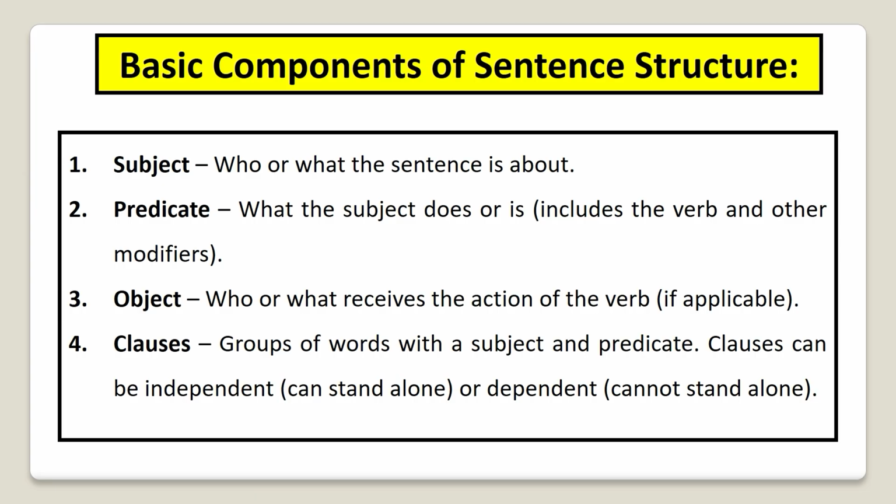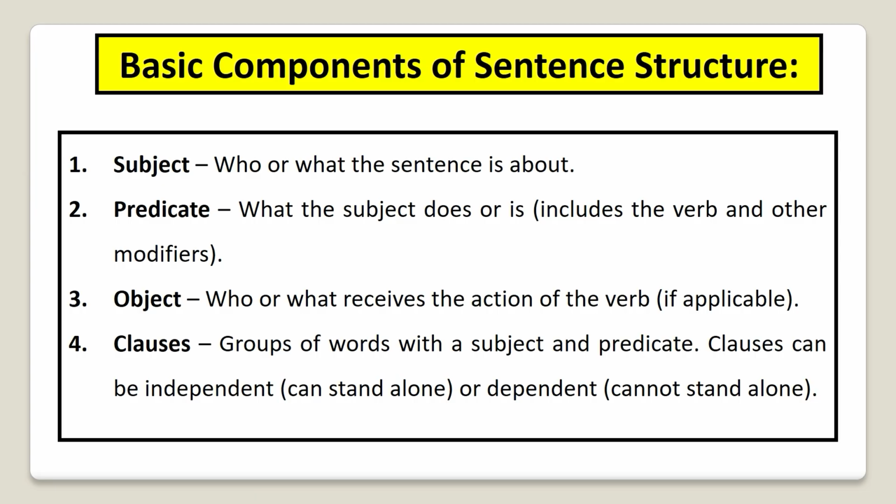So, in this way there is a need for these basic 4 components. By utilizing these 4 components, we can frame a sentence. For sentence structure, we need these basic components: subject, predicate, object and clauses. So, this is all about the basic components of sentence structure. Let us move forward.